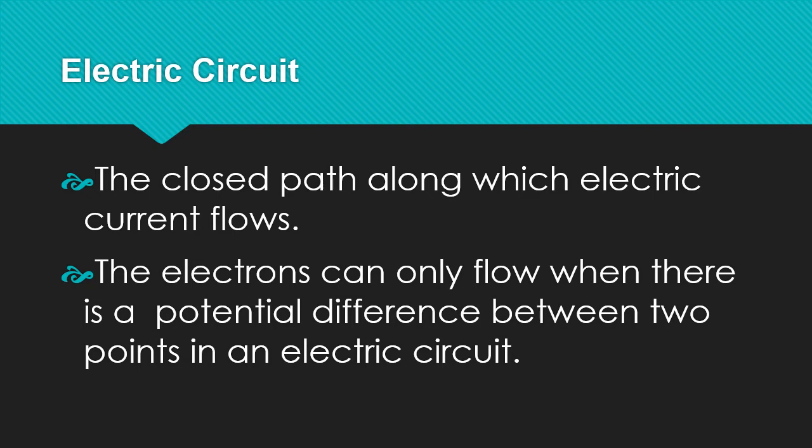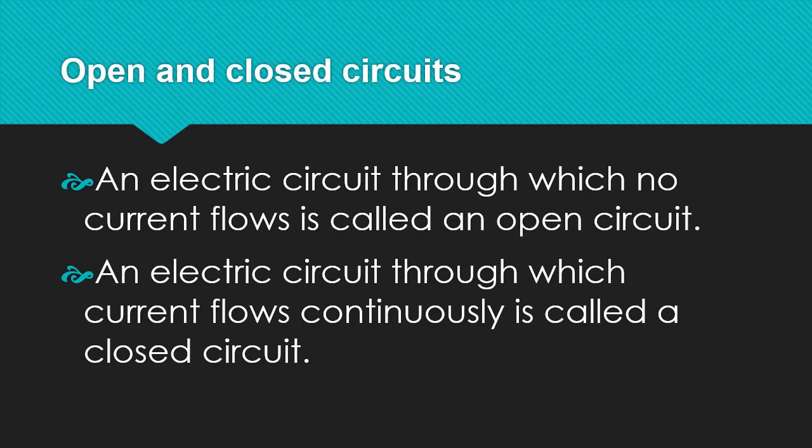In case of electric current, the flow of charge is made possible due to chemical action within a cell that generates the potential difference across the terminals of the cell. Open and closed circuits. An electric circuit through which no current flows is called an open circuit. An electric circuit through which current flows continuously is called a closed circuit.